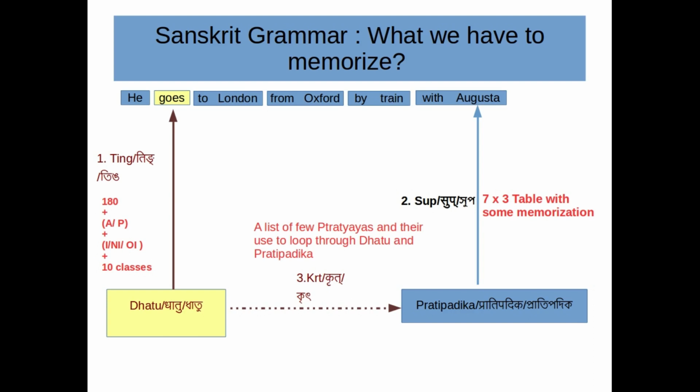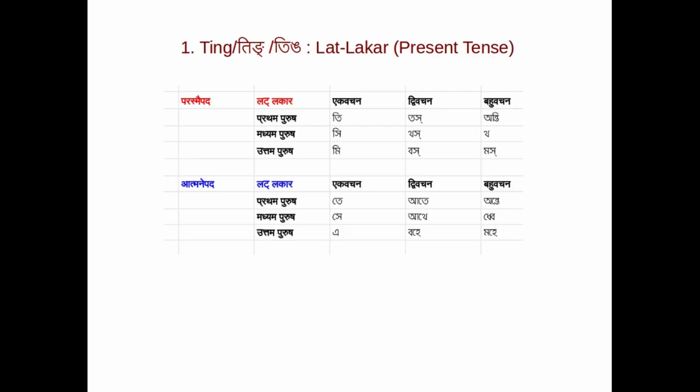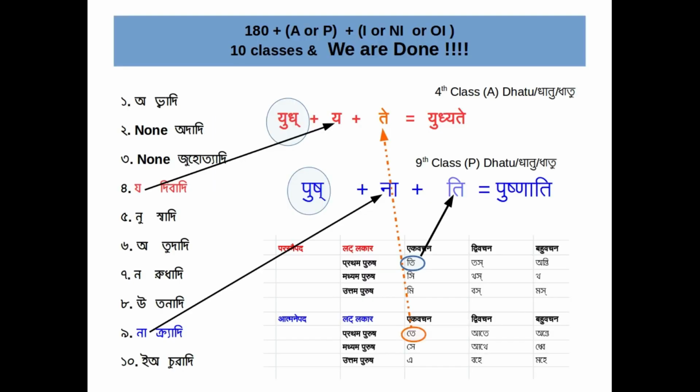Now, what do we have to memorize? So, there are 3-4 things we have to memorize to learn Sanskrit. First is the Ting Vibhakti table, which is 180 entries corresponding to 10 lakaras or tenses. Each tense having 2 tables, one for Atmanepadi, another for Parasmaipadi. Also, we have to know which dhatu falls into which gana so that we can pick the correct word to be inserted while forming the Tinganta Pada.